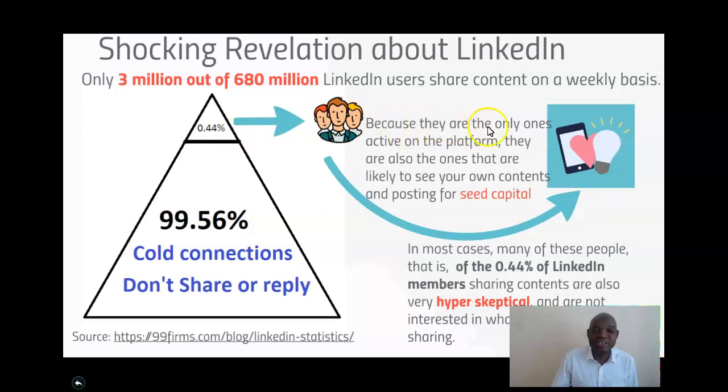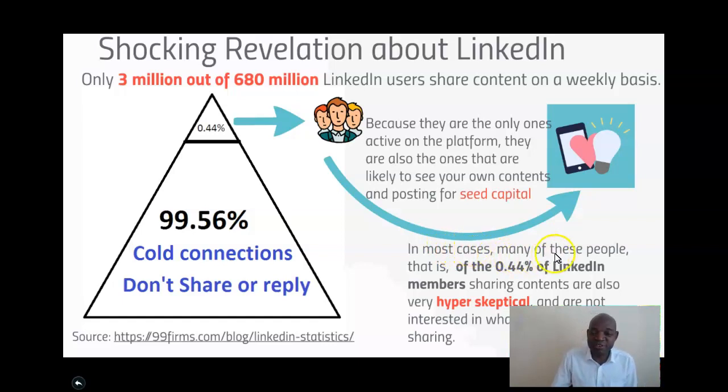And because they are the only ones active on the platform, they are also the ones that are likely to see your own content or postings for seed capital. So if you post, or if you are using LinkedIn to raise seed capital, you are only hammering a small proportion of the entire LinkedIn users. In this case, even of your own entire LinkedIn connections.